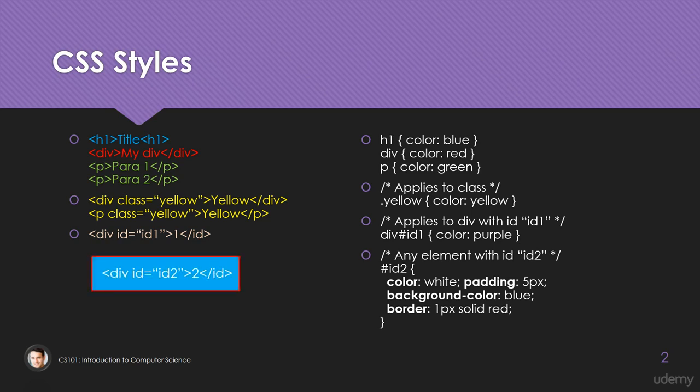And finally, if you had a div ID ID2, that would look like this. You would have a blue background color, the text in white, padding, which is the internal spacing in that block, is 5 pixels, and a border of 1 pixel solid red, right? So this is how HTML and CSS interact with each other. You have HTML elements that are shown on the page, and you can apply CSS styles using the default styles or classes or IDs and apply them to various elements on the page.